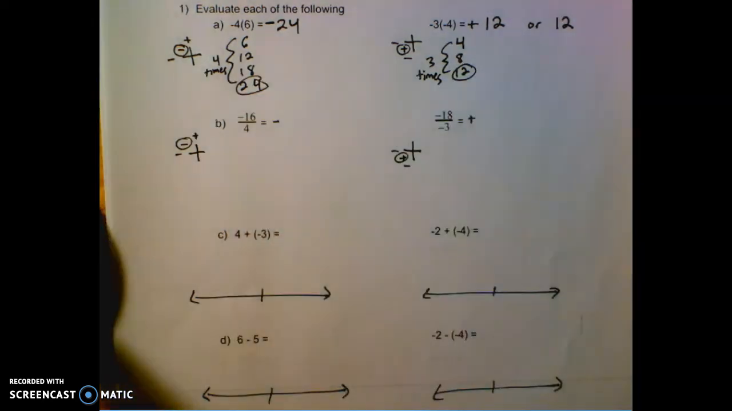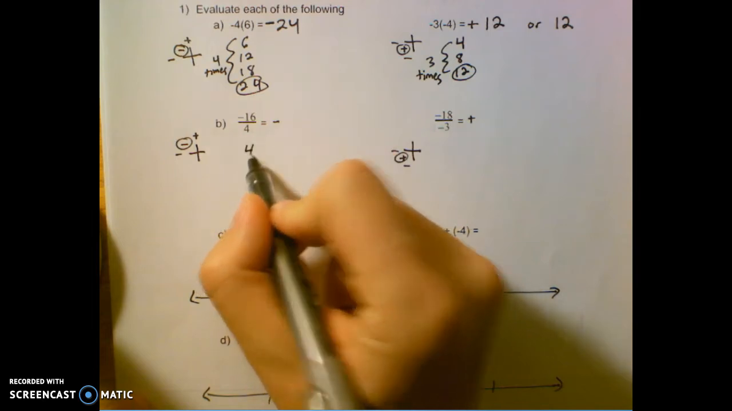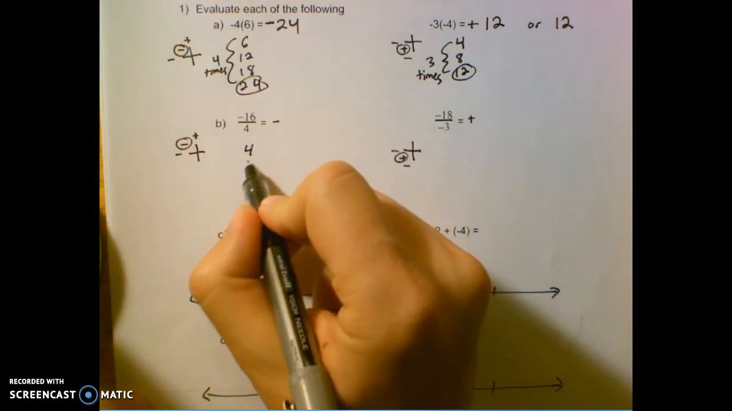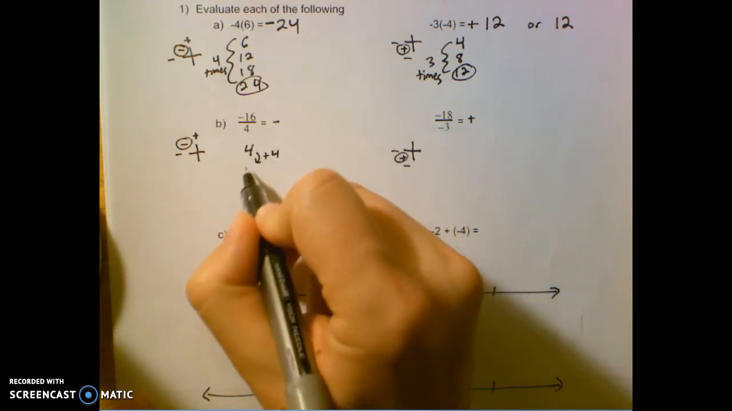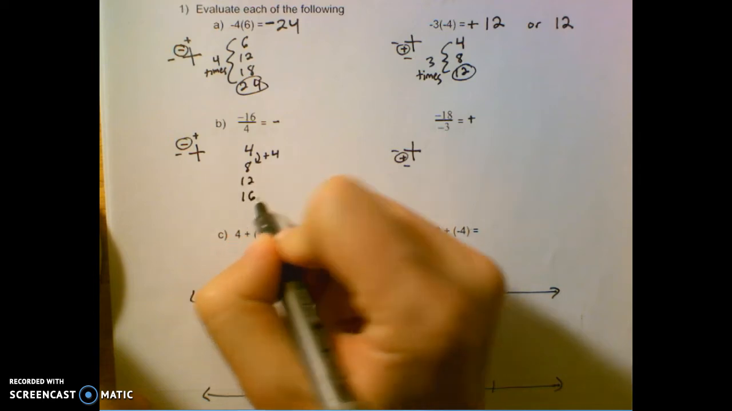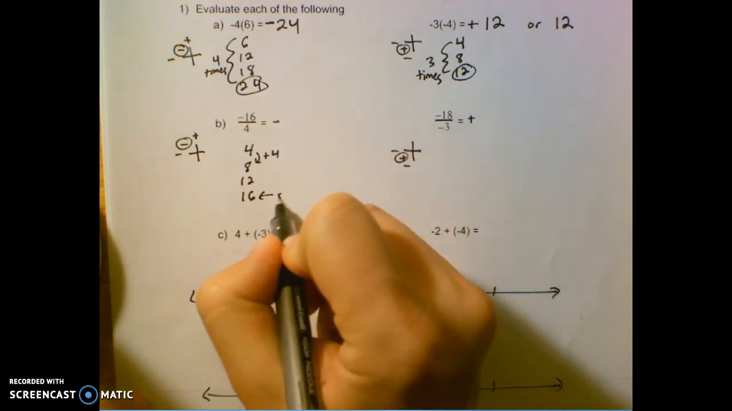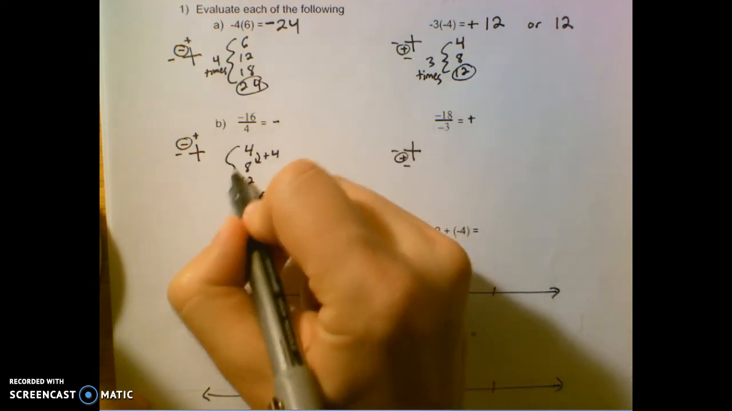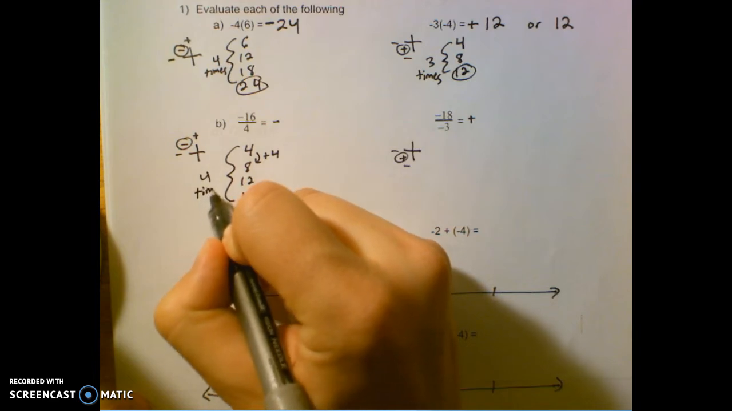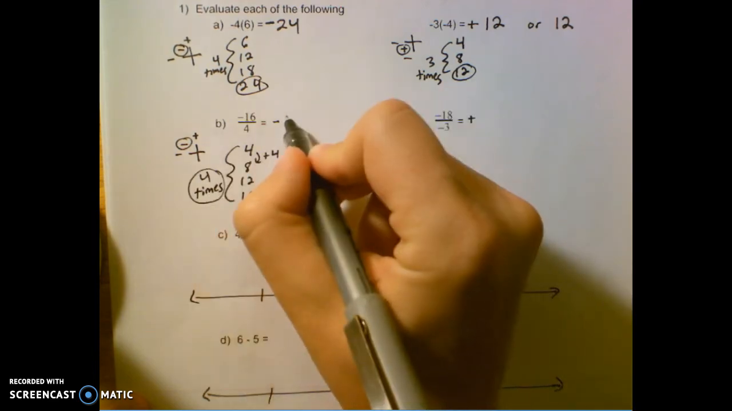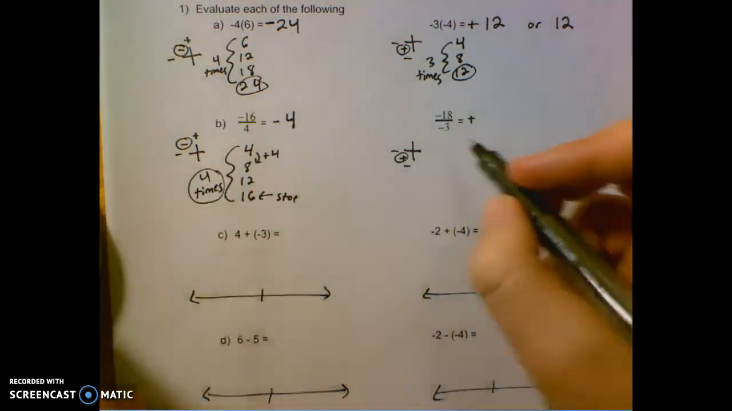Here, if I'm dividing, the 4 is the number I'm counting by. I'm going to count by 4, so plus 4, 8, 12, 16. Stop when I get to 16, and this was 4 times, so that is my answer.